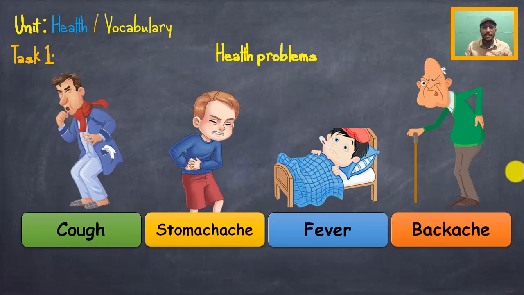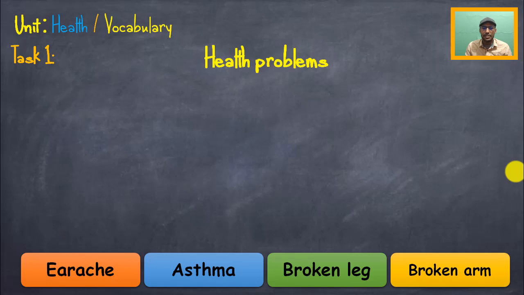Great. Okay, now let us discover the last group of words. Number one, repeat after the teacher again. Earache. Asthma. Broken leg. Broken arm.